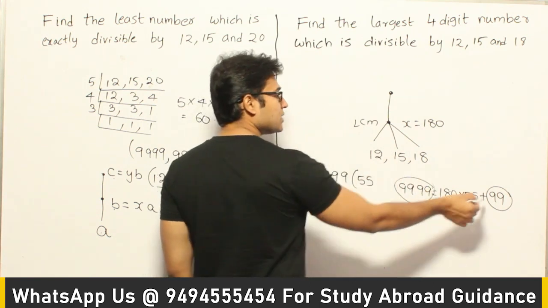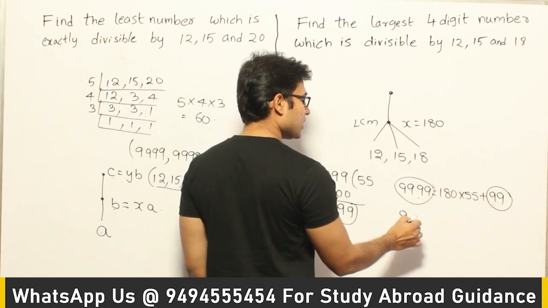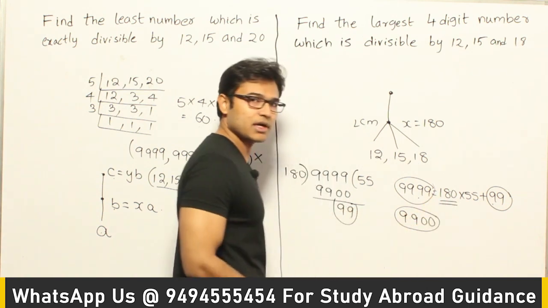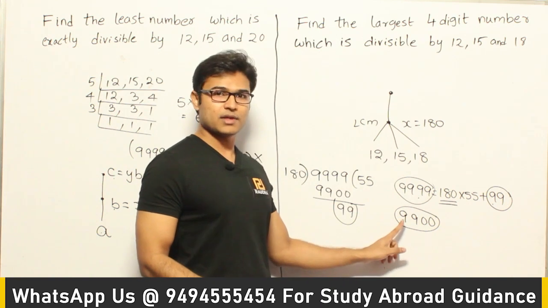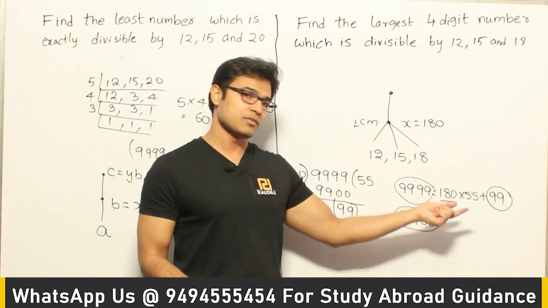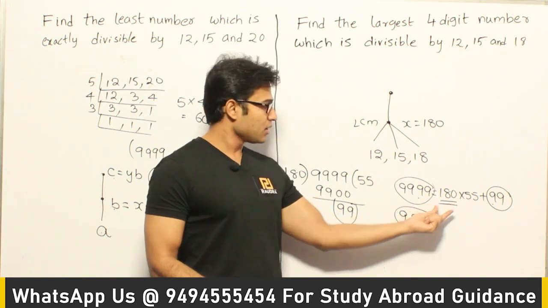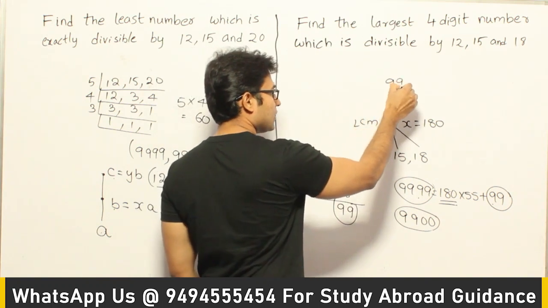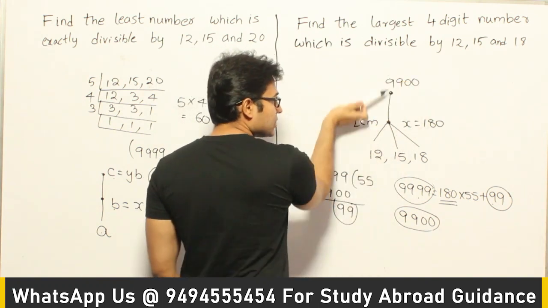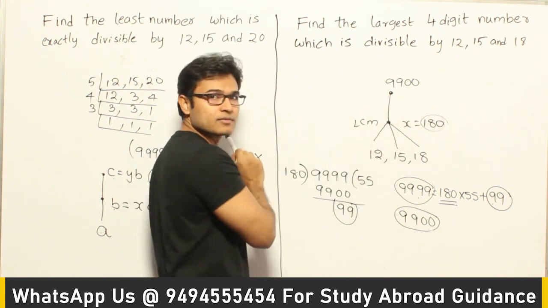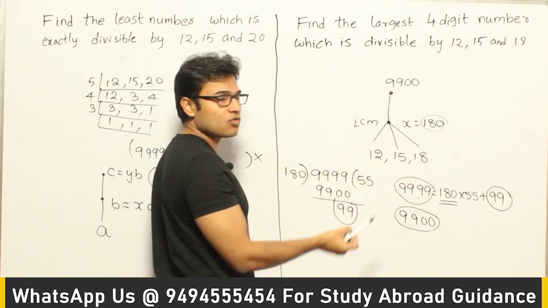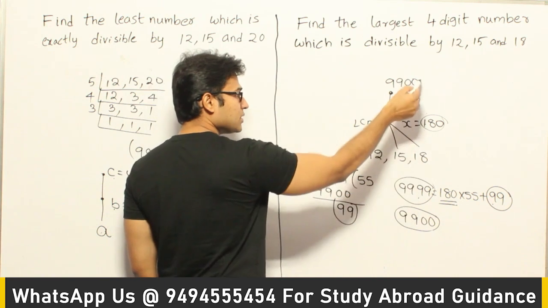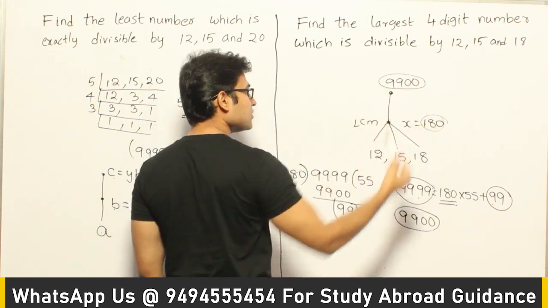So what could you do? Just subtract 99 from this, therefore you will get 9900. Now this number will be evenly divisible by 180, right? So there is no number greater than 9900, which is a 4-digit number which will be divisible by 180, right? Or this is the largest 4-digit number which is divisible by 180. So this is 9900. Now see this number is already divisible by 180 and 180 is divisible by these three, therefore you need not check again if 9900 is divisible by these three. So this is the largest 4-digit number which is divisible by this.